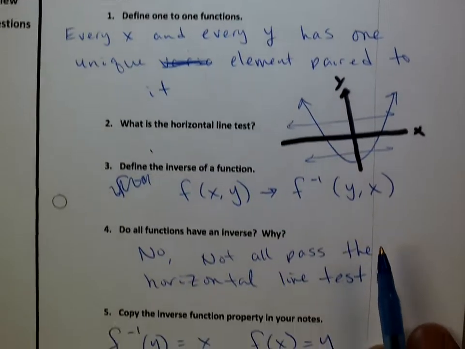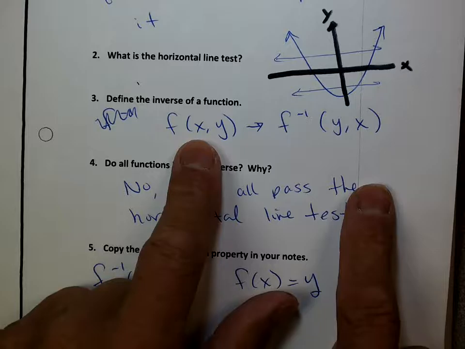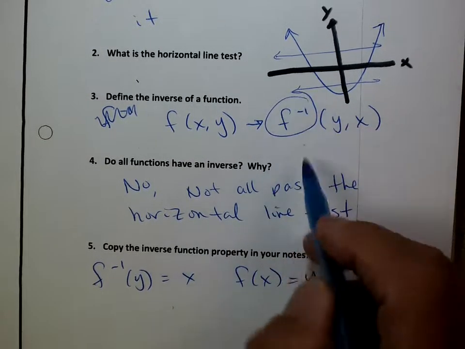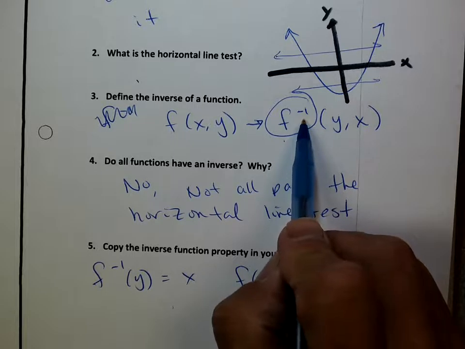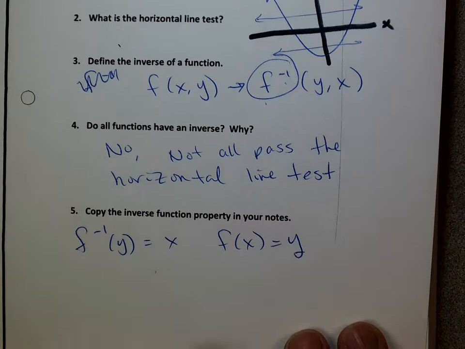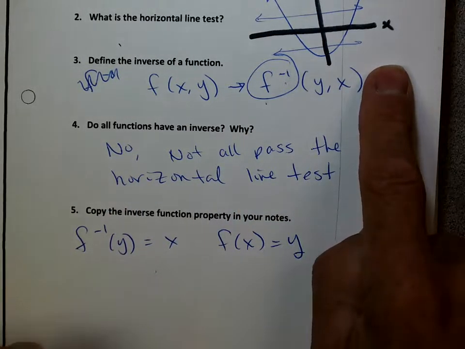Easiest way to make an inverse is you switch x and y values. So every x and y flip around to become a y and an x. This little symbol here means it's the inverse, f negative 1. That means the symbol of inverse, okay? Do all functions have an inverse? No. Check this one out. It fails the horizontal line test.